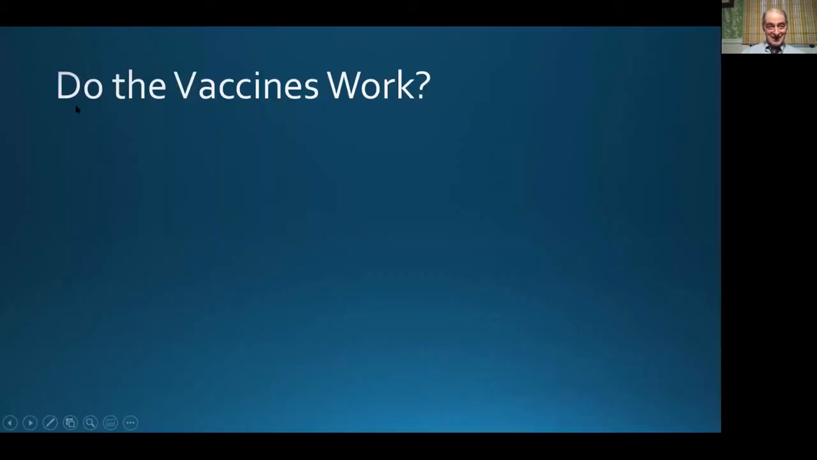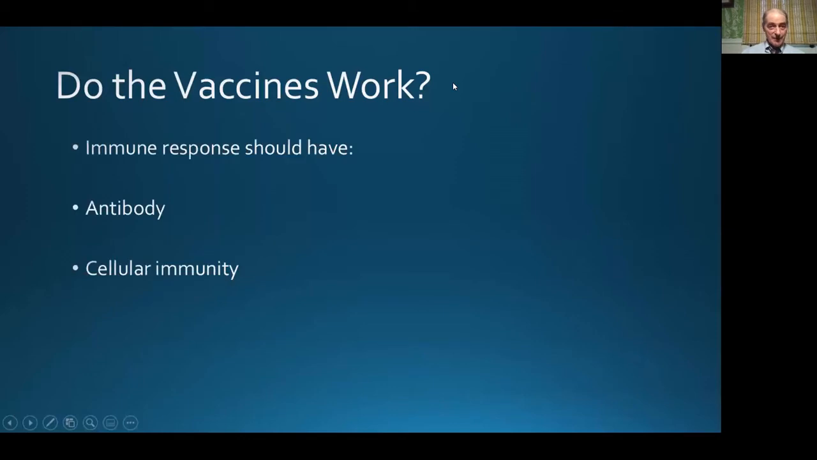Okay, so $1 million question, do they work? And of course, as we've indicated, if they're going to work, they have to produce antibodies, they have to produce cellular immunity. I'm not going to show you the cellular immunity, but just tell you it does do that. But I'm going to show you the antibody data because they kind of work in parallel.